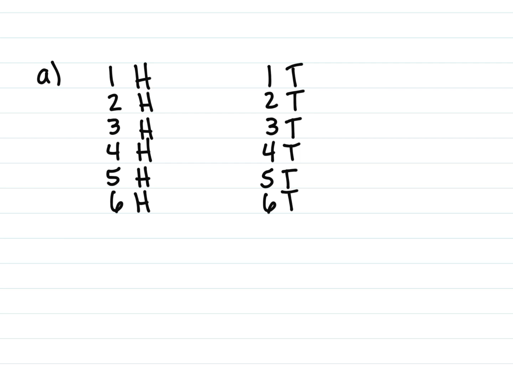Then it says, list the probability of each outcome in the sample space. Well, each of these is considered one possible outcome. So this would be 1, 2, 3, 4, 5, 6, 7, 8, 9, 10, 11, 12 possible outcomes. So each one has a probability of 1/12. And that would go all the way down.